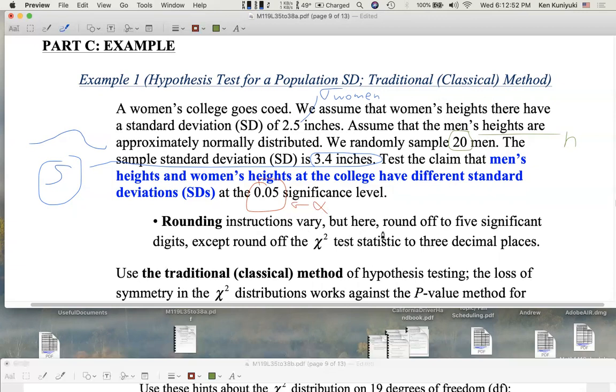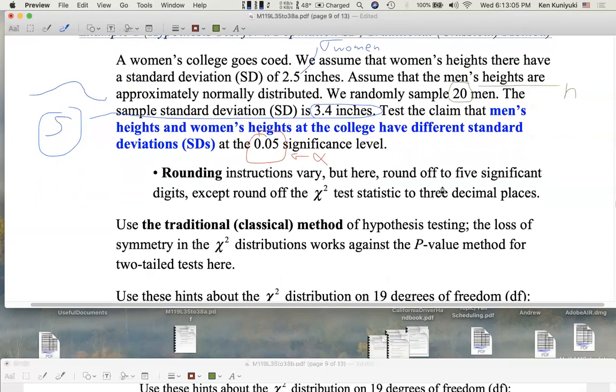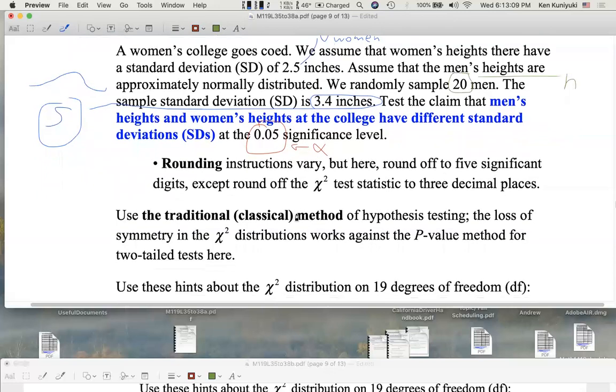Rounding instructions vary, but here, let's round off to 5 sig figs or significant digits, except round off the chi-square test statistic to 3 decimal places. On an exam, I would tell people how to round. I don't want you to leave this class thinking, oh, it's all rounding. That's kind of boring. All right, anyway.